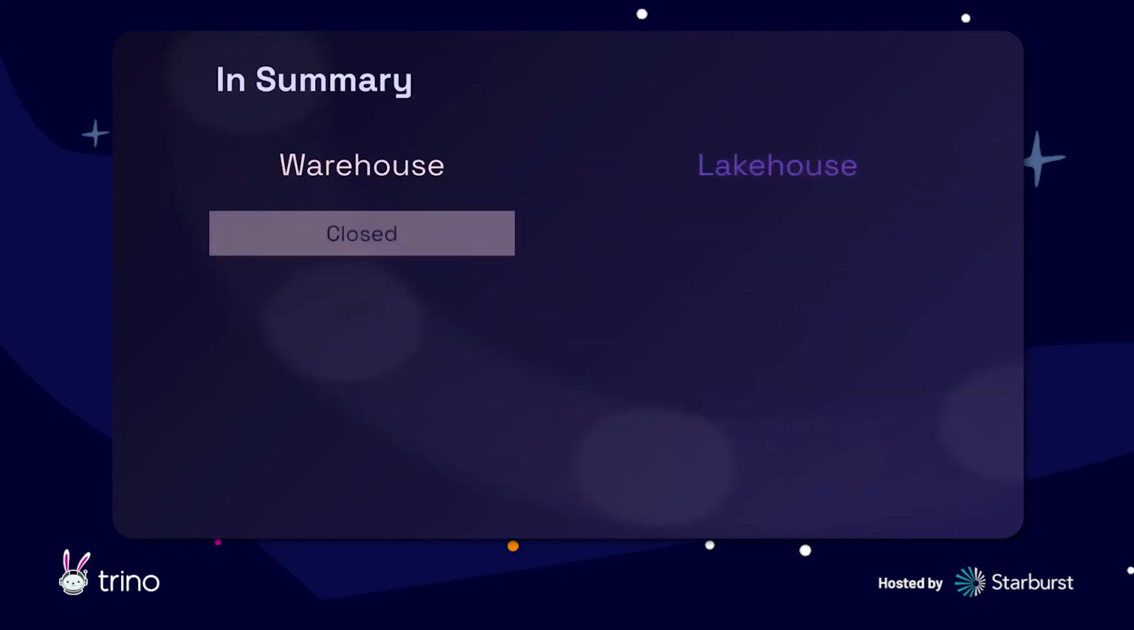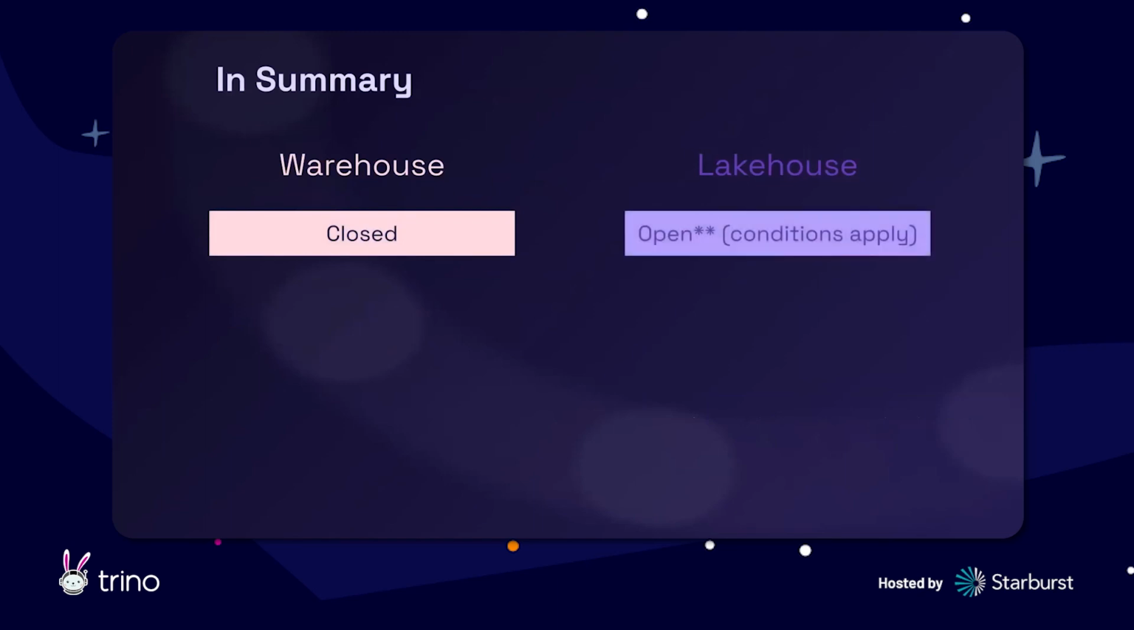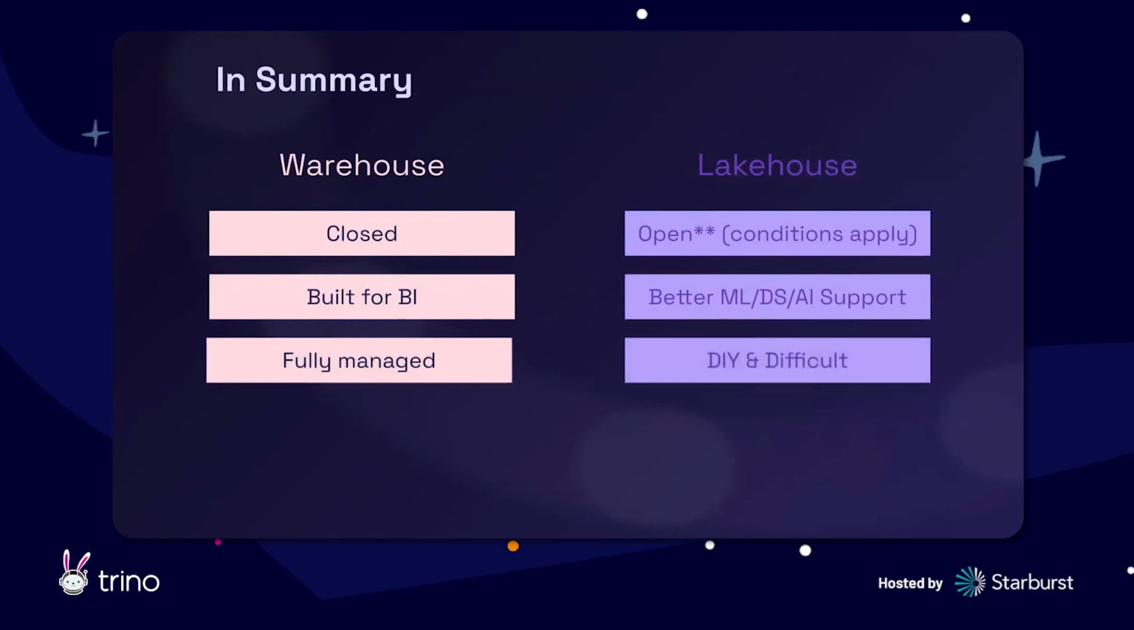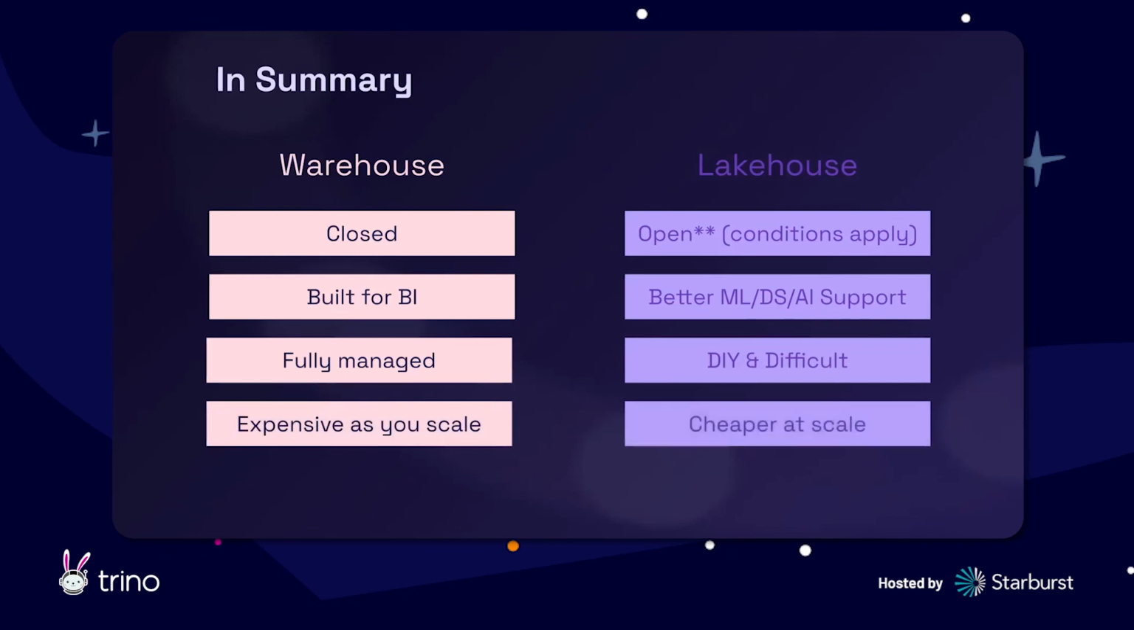So in summary, warehouses are more closed systems. Lakehouses are open, depending, but you need to think through what exactly is open and how you can influence and take advantage of that, right? Warehouses are built for BI. Lakehouses have better ML, DS, AI support. Warehouses are fully managed for the most part. You have to actually build lakehouses or lakes, and you have to DIY self-manage them yourself. And warehouses are expensive as you scale, that many people can attest right now. And lakehouses are actually much cheaper at scale.